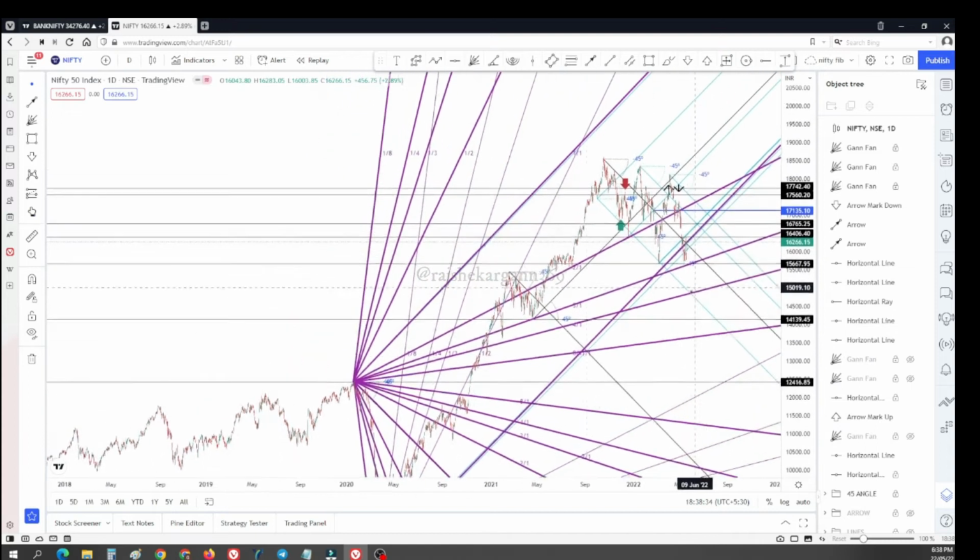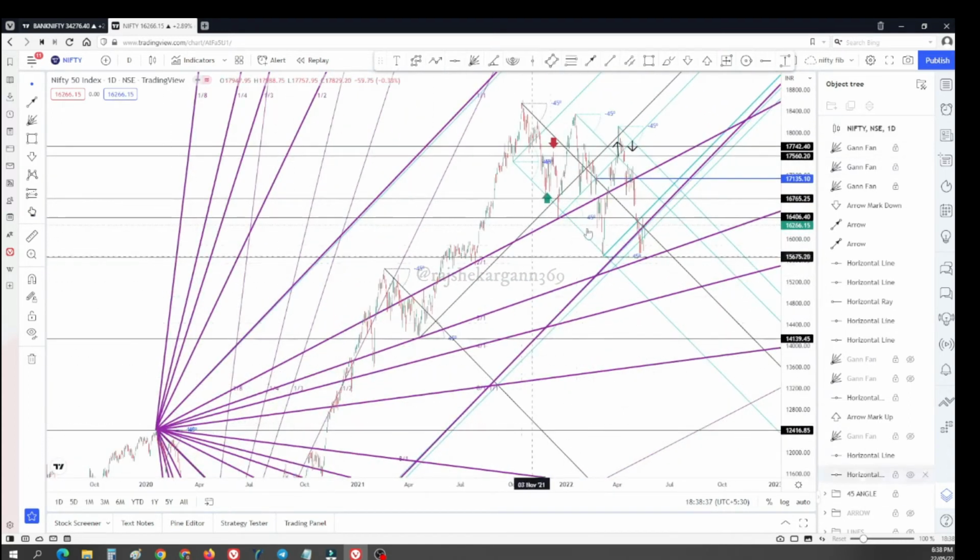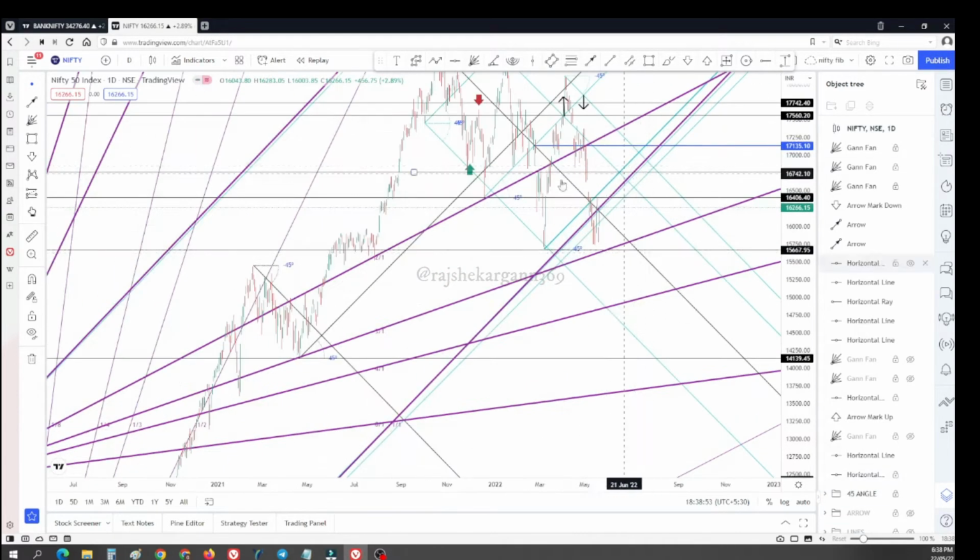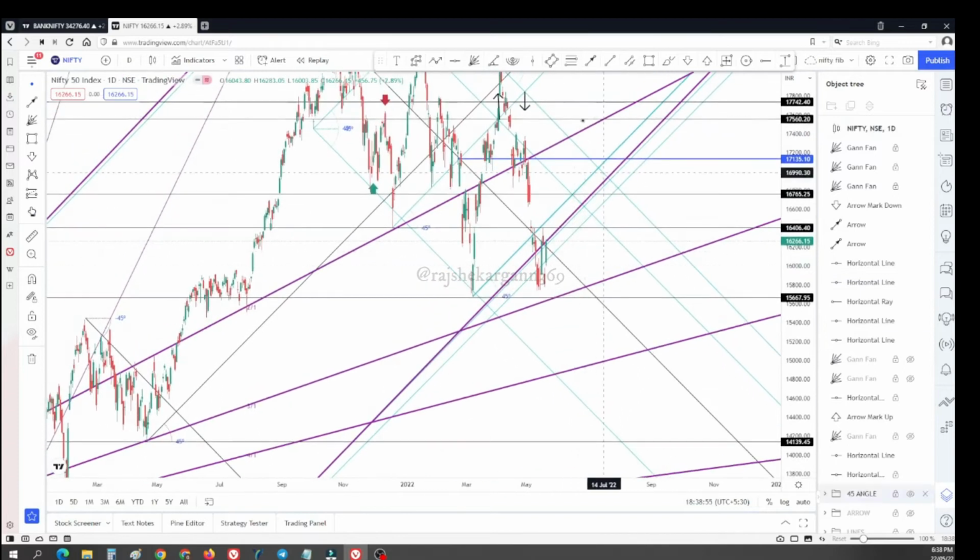Okay, now this 45 degrees which is running from here is your important resistance, and this is your important support. This 45 degrees which is coming from the bottom, 7511, is important, and this is the strongest support. If you stay above it, it is bullish, and you should remember this pullback can be sold again.